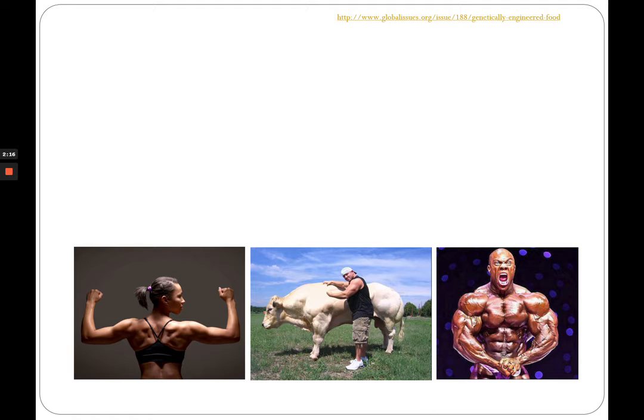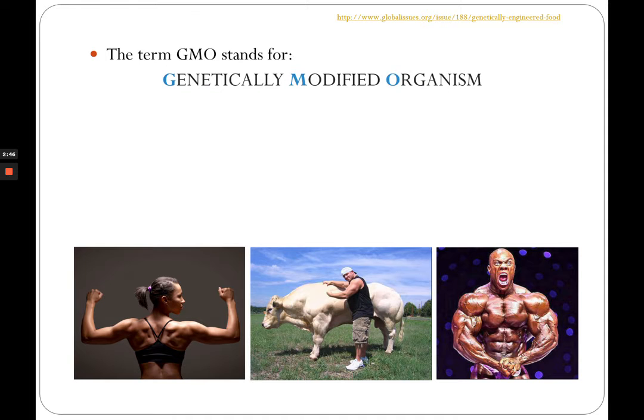Now, when you look at these three images here, what do you think we're trying to get at in terms of GMOs? What do they all have in common? Well, you might actually think it has something to do with muscles. And for this particular example, that's kind of what we're looking at. So the term GMO, let's just start with the basics. GMO stands for genetically modified organisms.